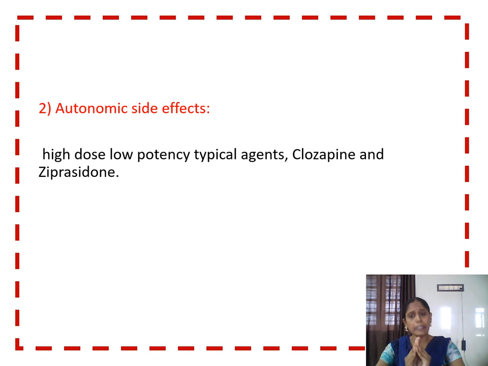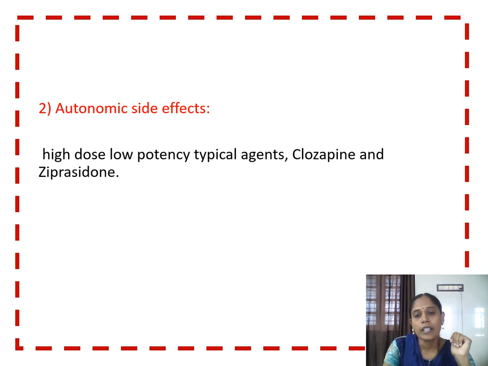Extrapyramidal symptoms are the main side effect. With typical, high potency agents like haloperidol, they are very common. There may be akathisia, the most common EPS, dystonias, okay? Tardive dyskinesia comes very late. Again, neuroleptic malignant syndrome, all these can be seen with typical high potency agents. Then autonomic side effects, you all know, like postural hypotension from alpha blockade. Extrapyramidal symptoms occur with high potency agents, whereas autonomic and muscarinic side effects are common with low potency typical agents.